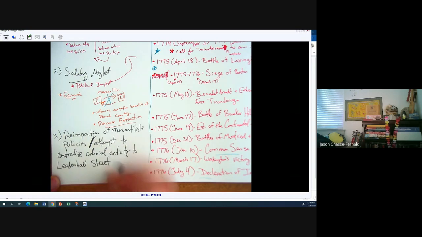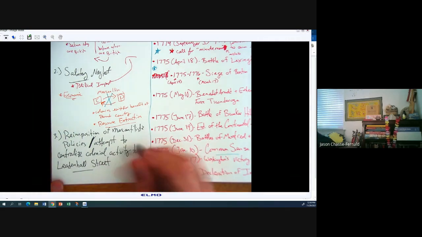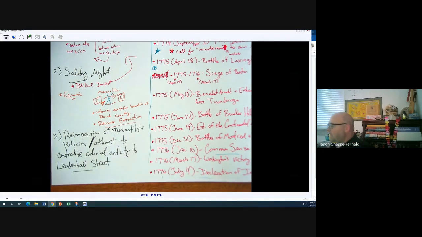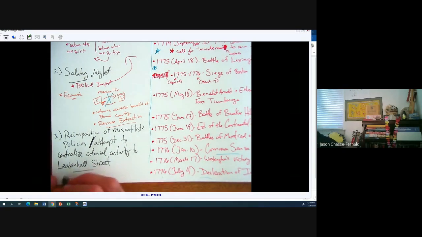All right. So there's an attempt by the British, right, to centralize colonial activity. And of course, this is a relationship between Parliament and who is the headquarters over on Leadenhall Street. This is the British East India Company, right? The BEIC, the British East India Company. So we see an attempt to centralize activity over to Leadenhall Street.